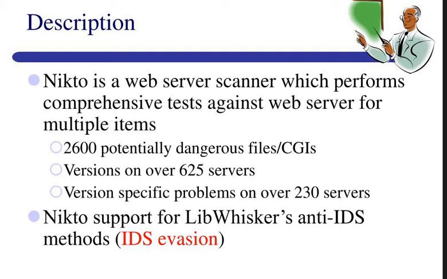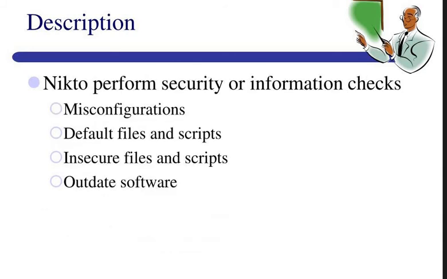So it supports more than 230 types of servers: Windows server, Ubuntu server, Windows versions, Ubuntu versions 16, 17, 18, 19, 20, Red Hat, OpenSUSE. There are so many servers available, right? Nikto supports the LibWhisker anti-IDS methods. Nikto performs security or information checks, that is misconfiguration, default files and scripts, insecure files and scripts, and outdated software.